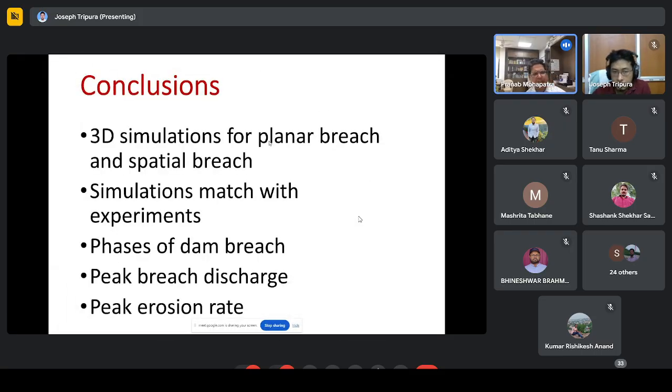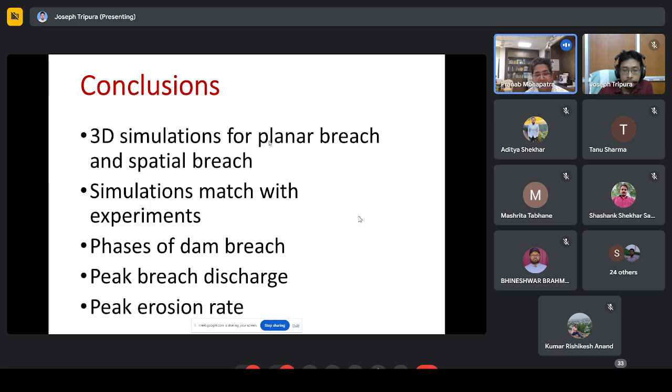So these are some of the conclusions. I indicated some 3D simulations using Flow3D. I have not mentioned Flow3D here, but Flow3D is crucial to this work, and I should always give credit to Flow3D. I myself have developed some programs, not as good as Flow3D, but I have my own programs. Those can be used for small problems. And I showed some planar breach and spatial breach. This is good. Flow3D is good.